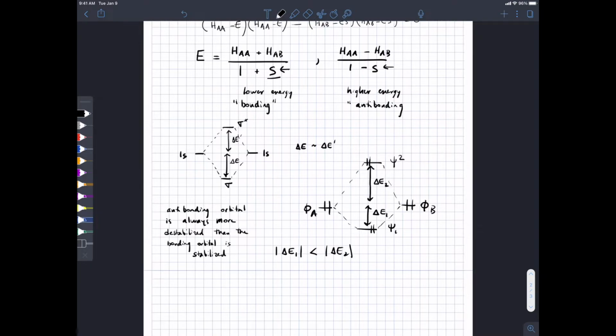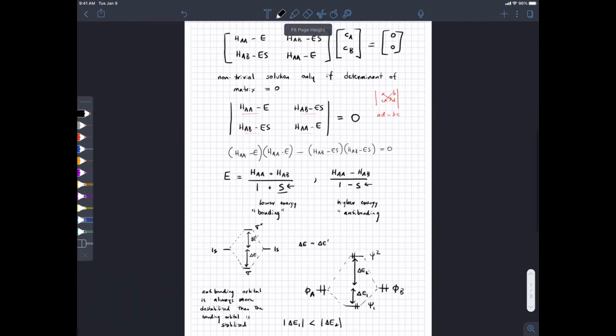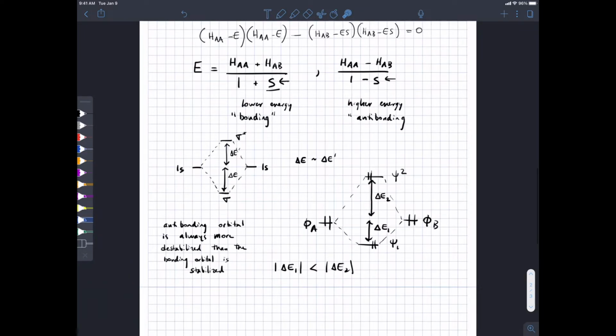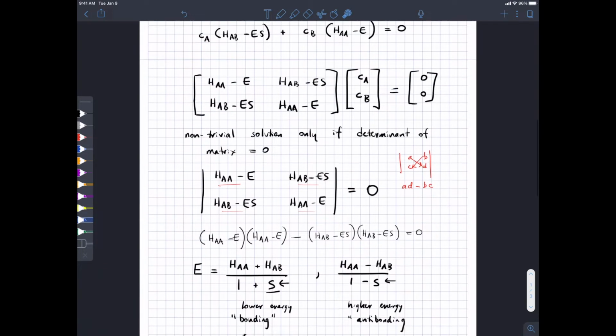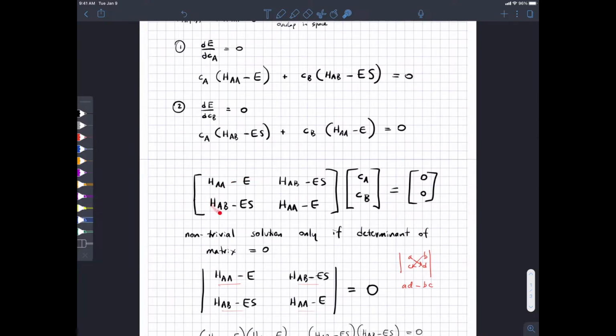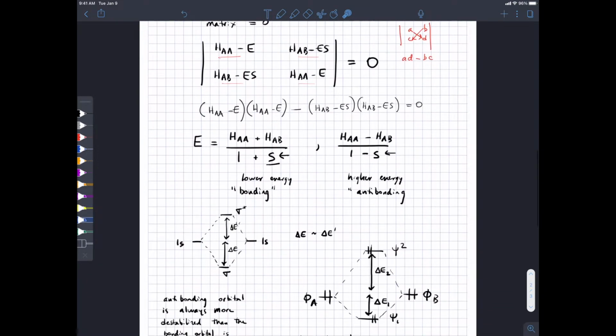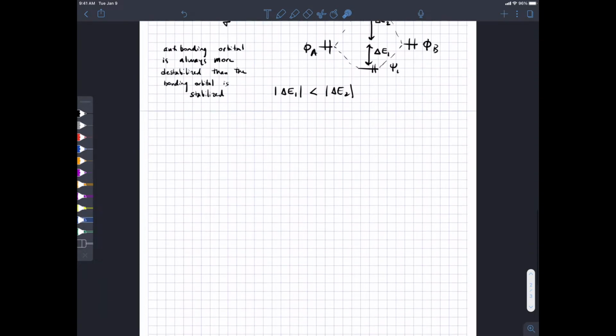Okay, so we've got these two energy levels that are solutions to setting our determinant equal to 0. And remember, we needed to do that so that there could be a non-zero solution for what Ca and Cb are. We're not going to do this now, but you can plug these values for energy back into these two equations or into this matrix, and you can solve for Ca and Cb. I'm not going to do that, but one could in principle do it. And when you do, you come to the following conclusion.